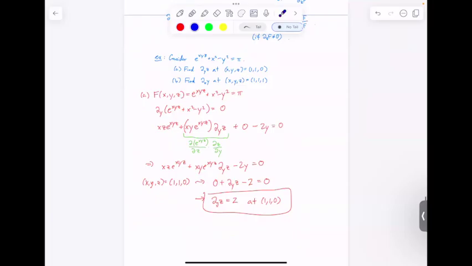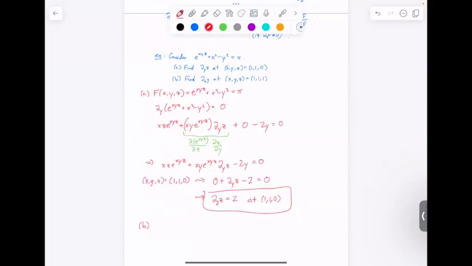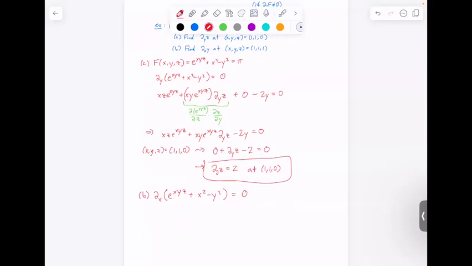Let's try a different one, and we'll wrap up. Let's say b here. Let's do partial x of y at 1, 1, 1. All right, so in this case, I want partial x, once again, of e to the xyz plus x squared minus y squared, it's the same function, is equal to 0 because partial x of pi is still 0. It's a constant. In this case, I have yz e to the xyz plus something times partial x of y. What goes in front here? Right, so it's zx, right?